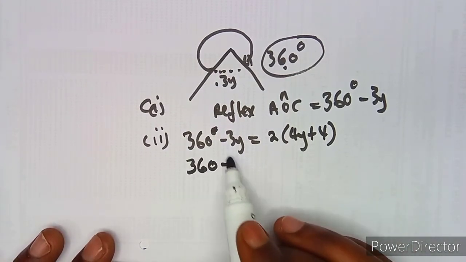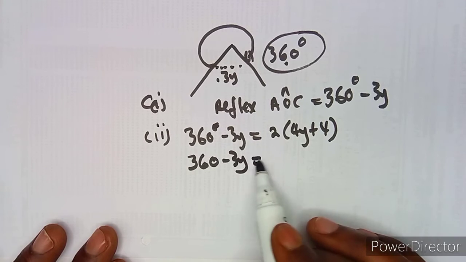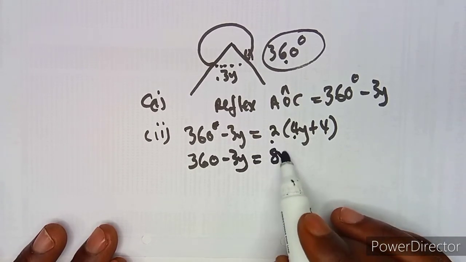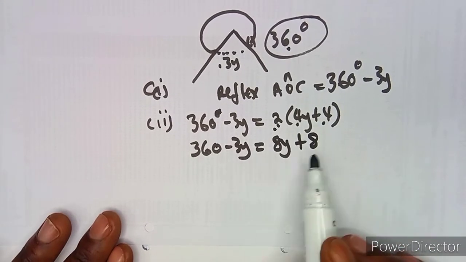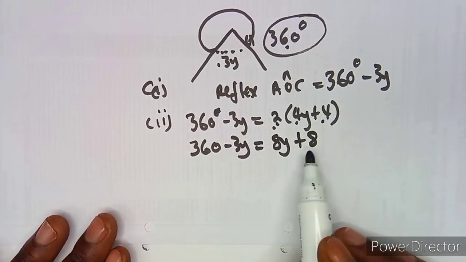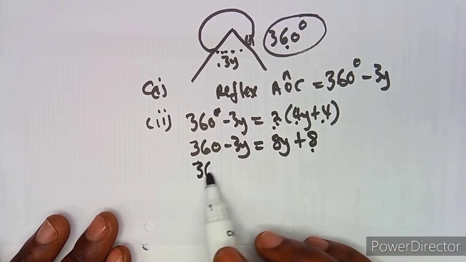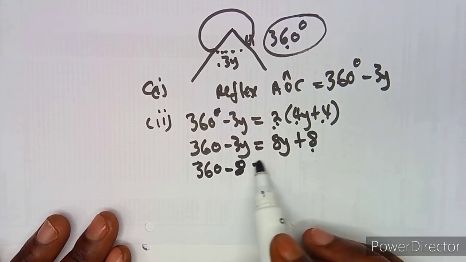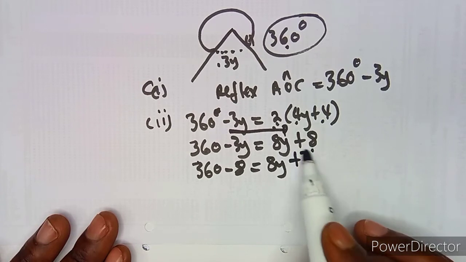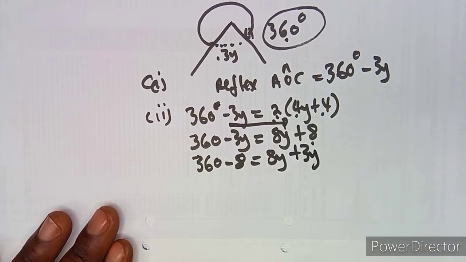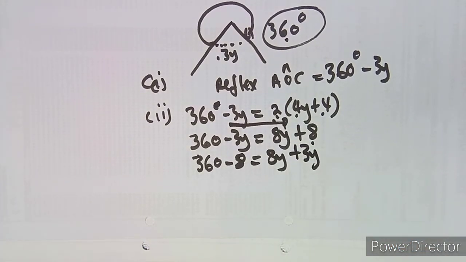So it's 360 minus 3y, which is equal to 2 by 4, that is 8y, 2 by 4, which is 8. Then let's collect like terms together. So 8 to this side is going to be 360 minus 8, which is equal to 8y, minus 3 to this side is going to be plus 3. Collecting the like terms together.